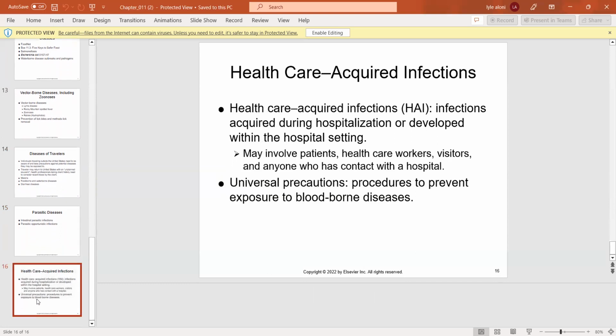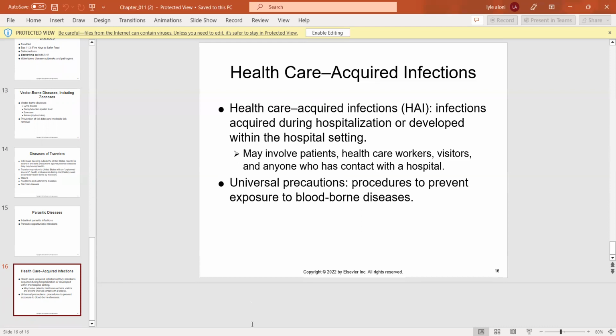We're going to take a look at our healthcare-acquired infections, or infections that are acquired during hospitalization, something like MRSA, or developed within the hospital setting. Many involve patients, healthcare workers, visitors, anyone who's in contact. Universal precautions is what we're going to use to help prevent exposure to bloodborne diseases like hepatitis and HIV. So that about covers just a quick summary of what we're looking at with our infectious disease.